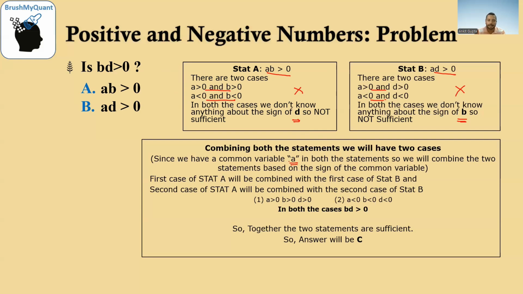So when we are combining the cases, if we are taking A positive in the first case, in the second one also, we have to take A as positive, right? So we'll end up with only two cases. Either all three of them are positive or all three of them are negative. Now, in both the cases, B and D have the same sign, right? So either both are positive or both are negative. That means the value of B into D will be greater than 0. So we have a definite answer to the sign of B into D, right? We know that it is greater than 0 for sure. So the answer will be option number C, because both these statements together are sufficient to answer the problem.